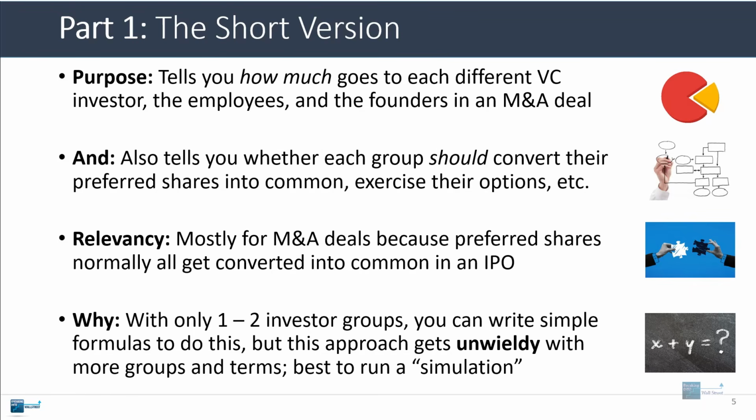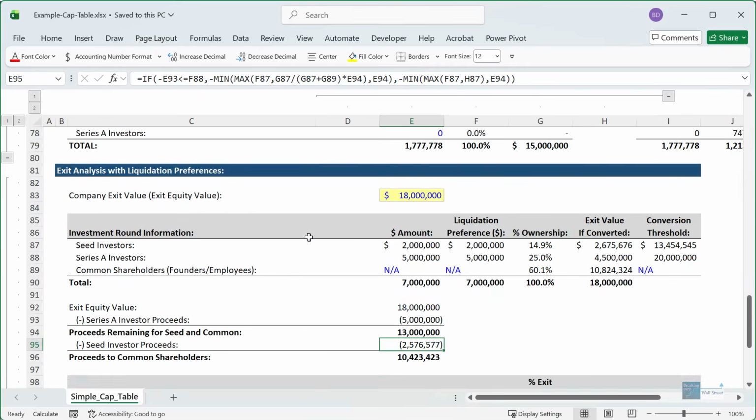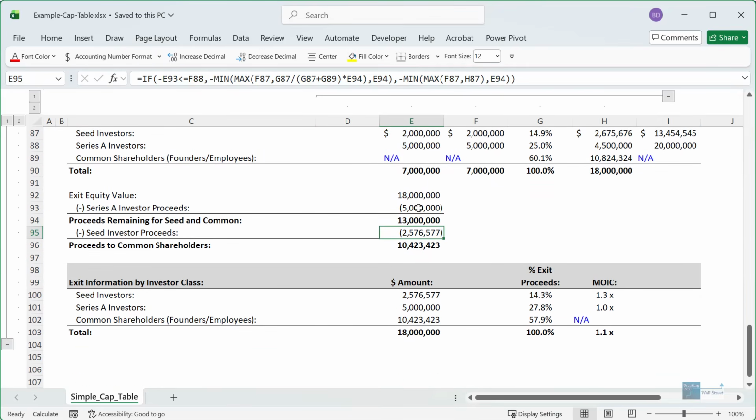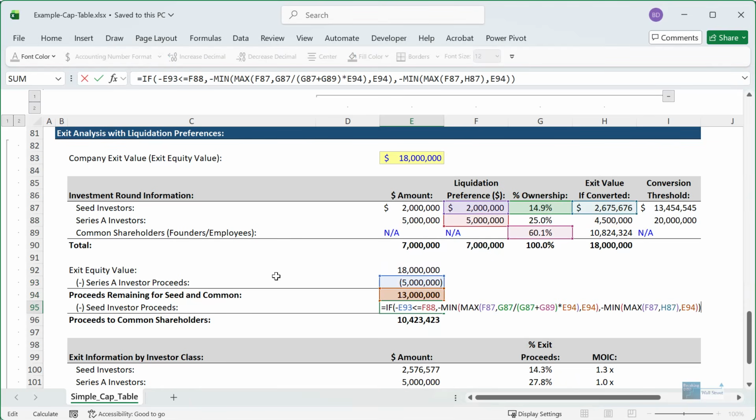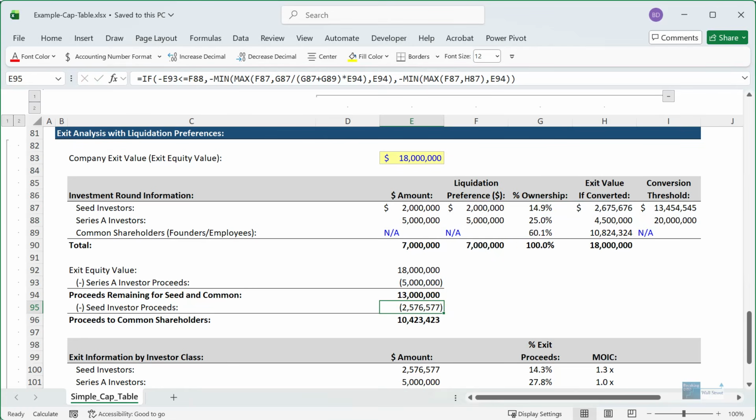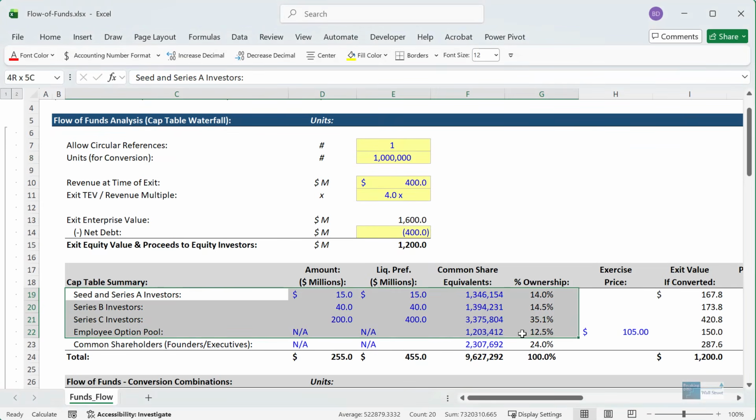If you only have one or two investor groups, you can write some simple formulas to do all this, but if you start getting more groups or more special terms attached, it becomes quite unwieldy. So in one of the cap table examples here in this channel, for example, we looked at this case where there are just seed investors and Series A investors, and we can use min-max functions to determine what the Series A investors should do, and then we expanded a little bit to determine what the seed investors should do, and we didn't need to come up with a whole schedule or simulation for this, but there were only two investor groups here.